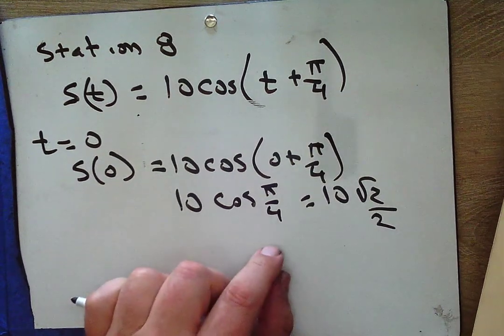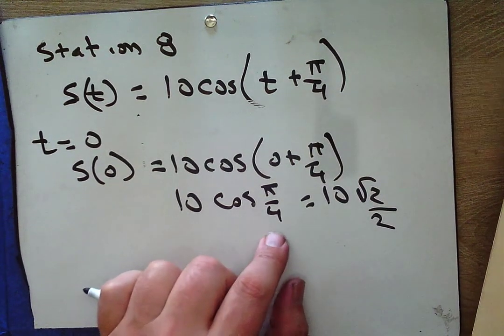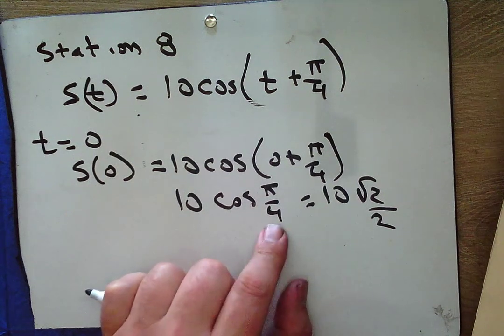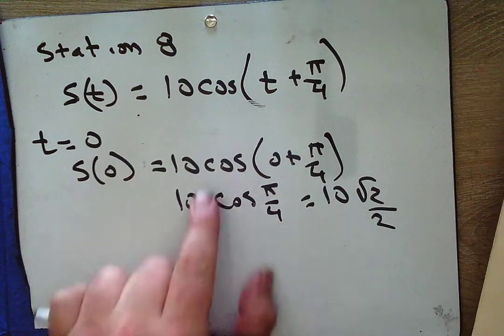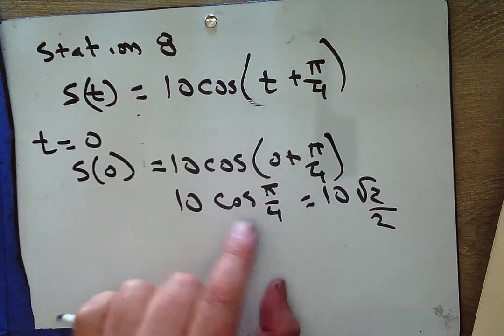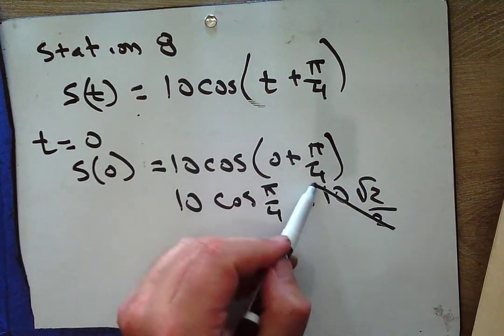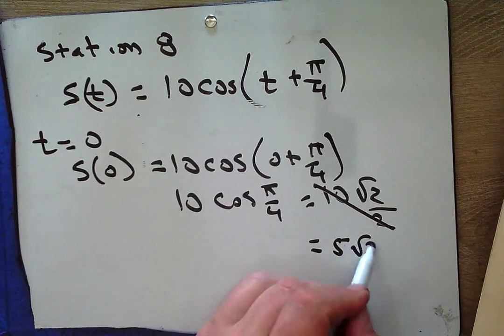That's why we banged at that stuff so much in January, because we needed to just be able to say, oh yeah, cosine of pi over 4 is root 2 over 2. We really do need all those basic unit circle values memorized. And so I get 5 root 2.